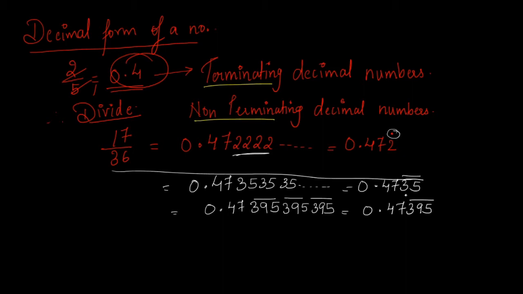This was only for the bar over two digits. Now the digits are three. So this is how we write down the recurring decimal numbers. So now let's continue, let's move ahead.